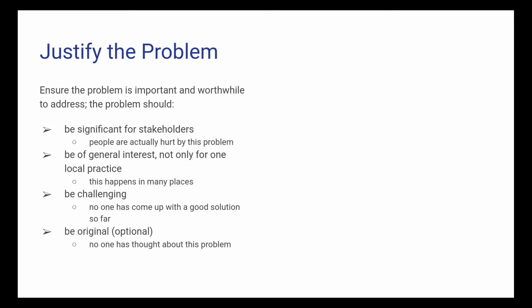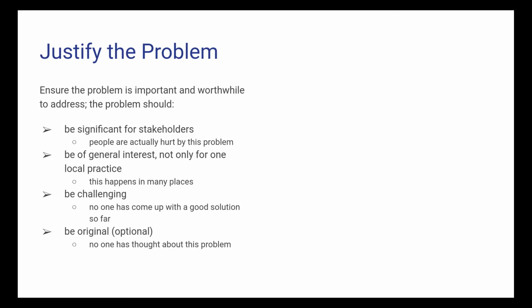When you have positioned the problem, it's time to justify it, to ensure that it's appropriate for design research. And there are then 4 issues to address. First, the problem should feel important to stakeholders, for example, that people are hurt by the problem or that the problem causes a lot of costs.